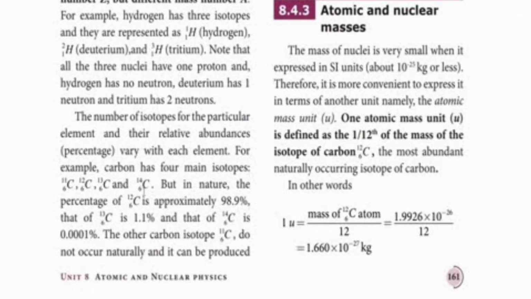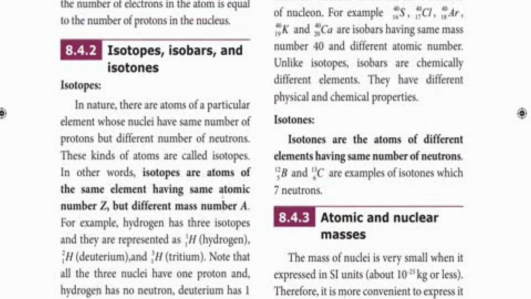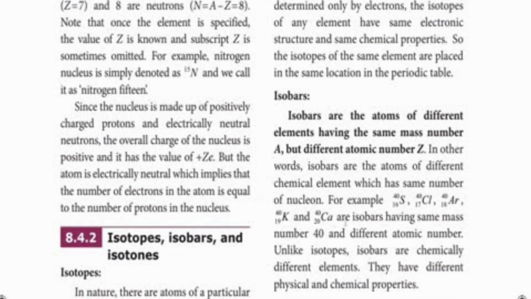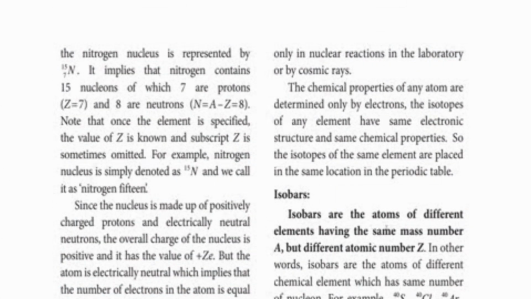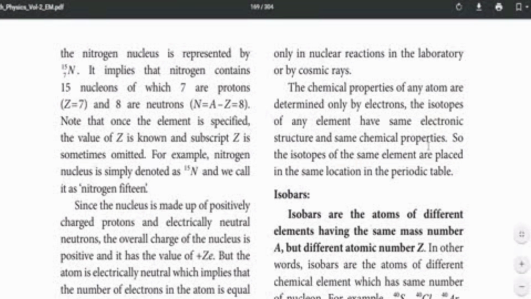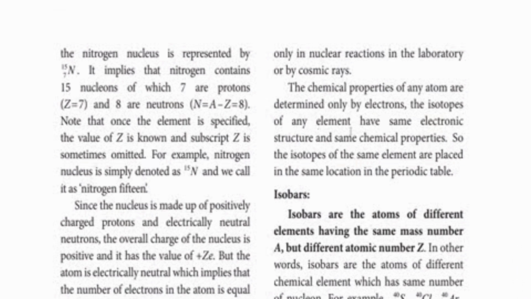Another example is carbon: carbon 11, 12, 13, and 14. Carbon 12 is approximately 98.9%, so it is a large amount in nature. Carbon 13 is 1.1%, but carbon 14 is only 0.0001%, which is very, very small. Carbon 14 is a radioactive element produced by cosmic rays or sun rays from outside. The ratio of carbon 14 to carbon 12 is maintained by nature.